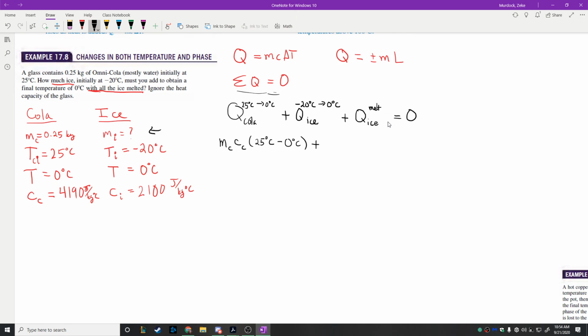We also need the ice to go from negative 20 degrees Celsius up to 0 degrees Celsius, so this is going to be its final temperature. So you're going to have the mass of your ice times the specific heat of ice, and then times this temperature change. So 0 is the final temperature now, so it's going to be 0 minus negative 20.